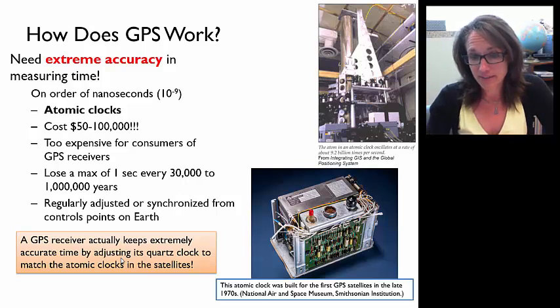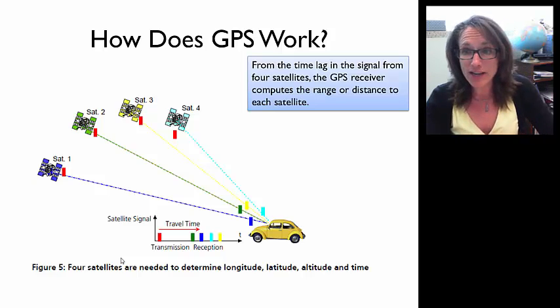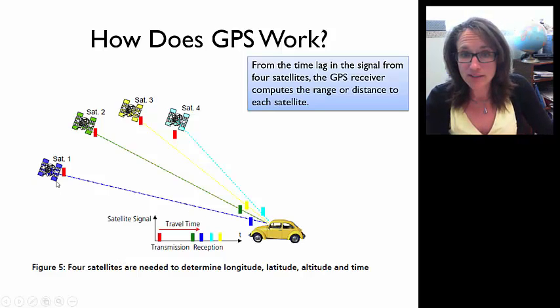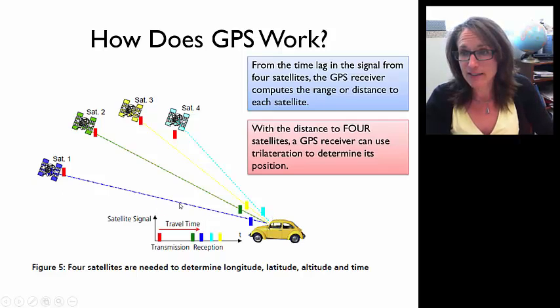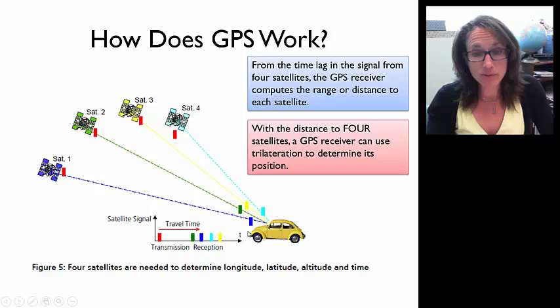So just a quick review. From the time lag in the signal from the 4 satellites, the GPS receiver computes the range, or the distance, from the receiver to each satellite. And then, using the distances to those 4 satellites, it can trilaterate to determine its position. And that's what's going on in a GPS receiver.